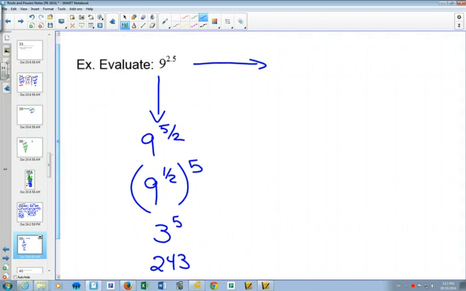Now, what Alex and Natasha were saying is if you've got 9 to 2 and a half, isn't that the same as 9 squared times 9 to the half? Well, if we're multiplying, we add the exponents. So can you see that that's the same as 9 to the 2.5? Yeah. And this is 81, and this is 3. And 81 times 3 is also 243.